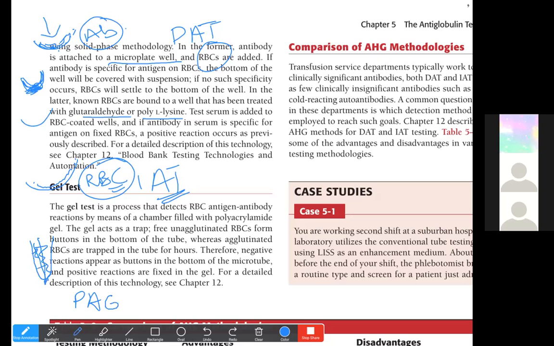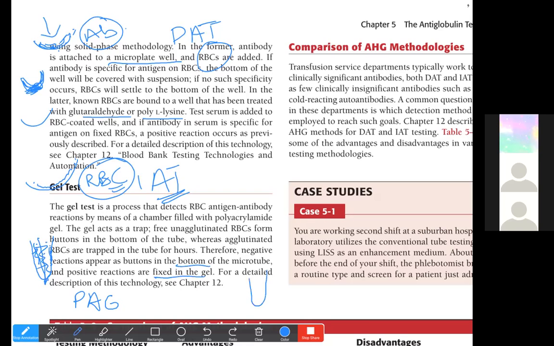They have not reacted with any of the constituents of the gel. Whereas agglutinated RBCs are trapped in the tube for hours, the negative reaction appears as a button at the bottom of the microtube, and the positive reactions are fixed in the gel. So the positive reaction would then also be the coating.